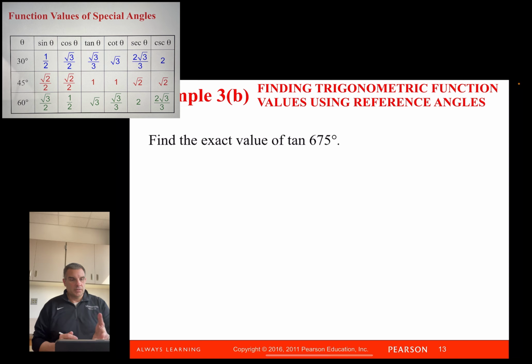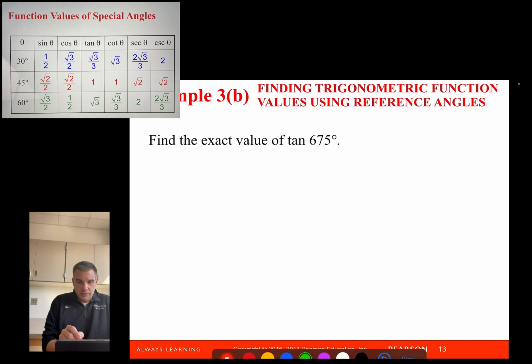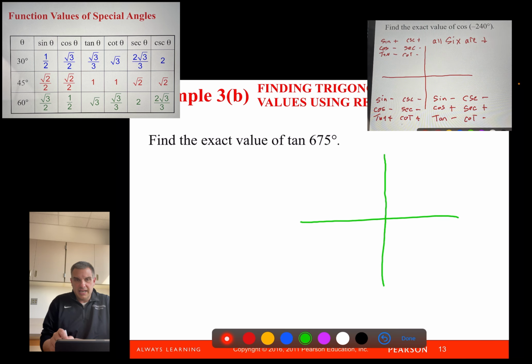Okay, what's the exact value of the tangent of 675? First we have to figure out where it's at. So we can go around the table. There's 360, 450, 540, 630. So it's going to come over in here.